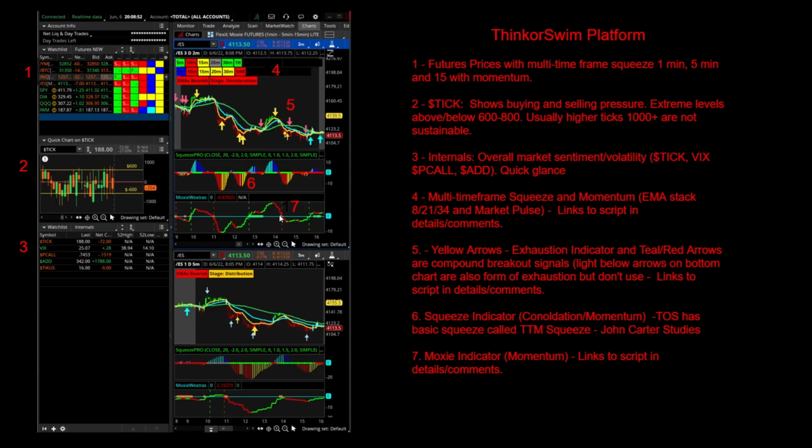Number 7 is the Moxie Indicator, just another momentum indicator that I like to use. I find it really powerful as far as price divergence and momentum, as well as these crossovers, which help identify momentum shifts and good entry points and pullback points as well.